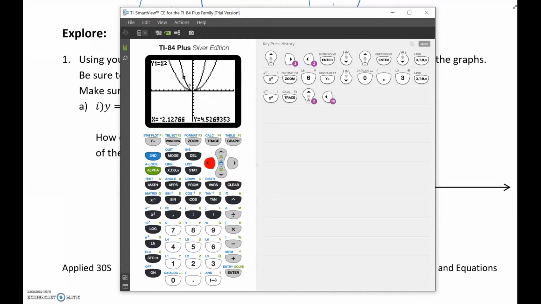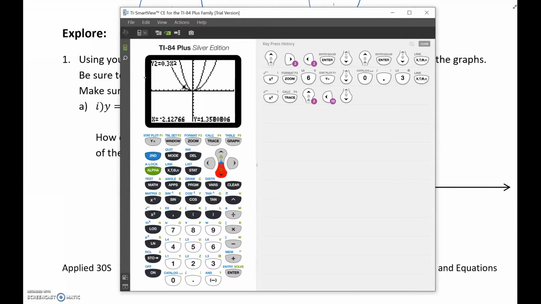So they both share the same point. We call that the vertex, right? They share the same vertex at 0, 0. But y equals x squared is narrower than y equals 0.3x squared. You can see that by changing that coefficient of x squared, we made it wider.